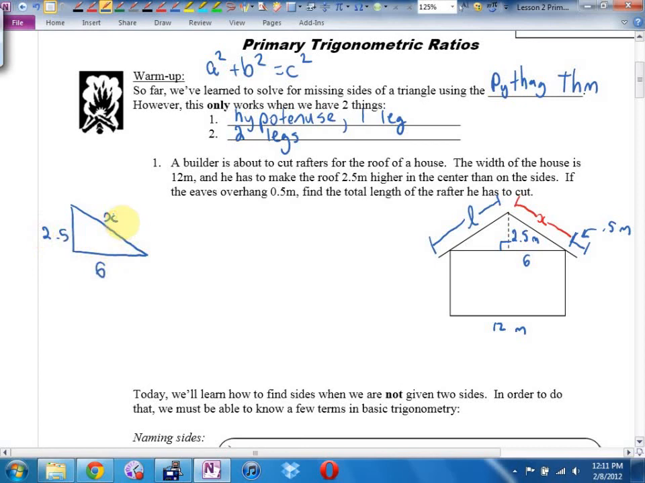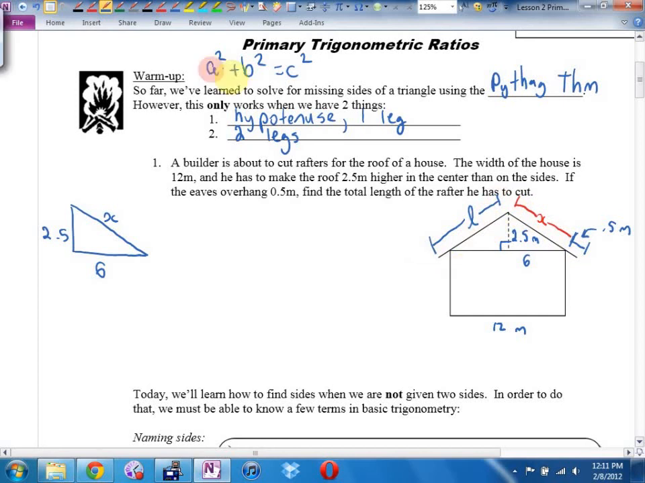Now, that's not going to get me the complete answer. Once I find X, which is the length of this red line, what will I have to do to find the whole length, including the overhang? Add 0.5. There's my steps.